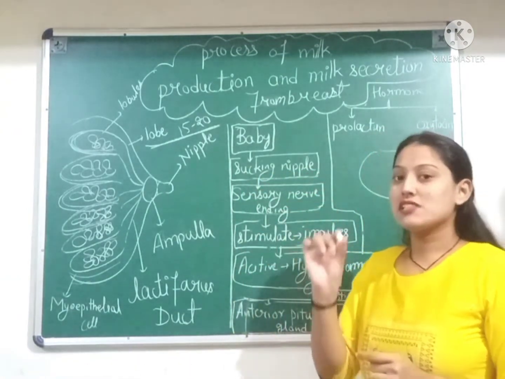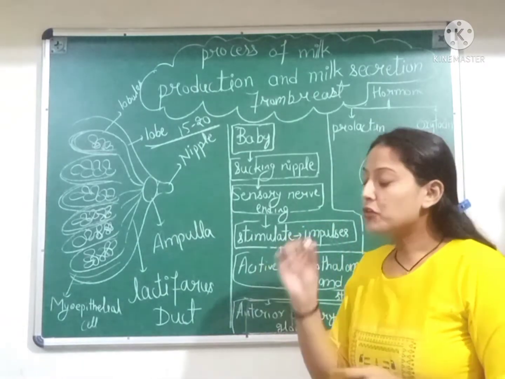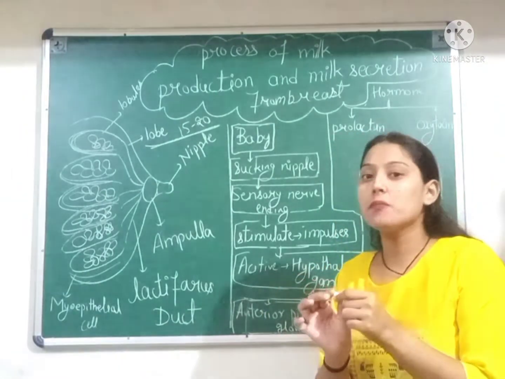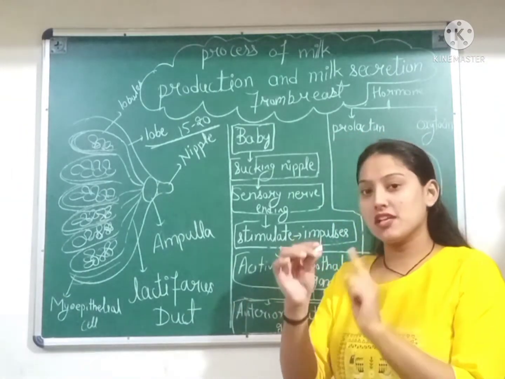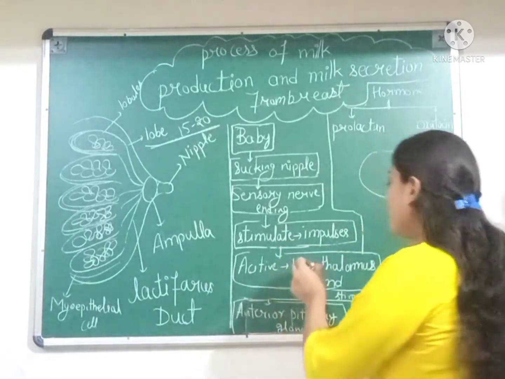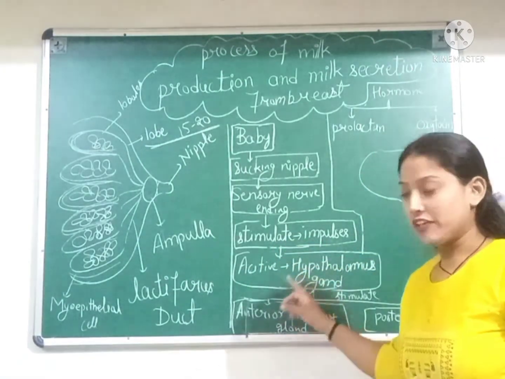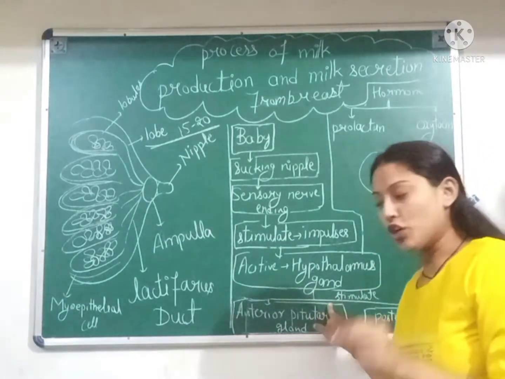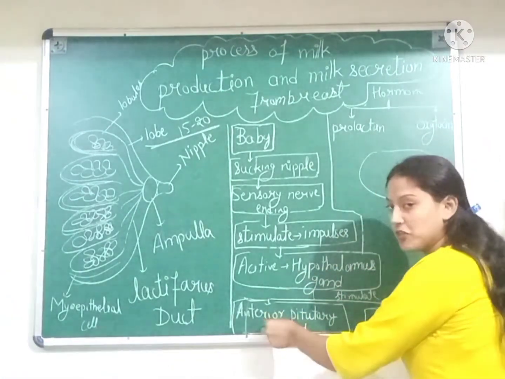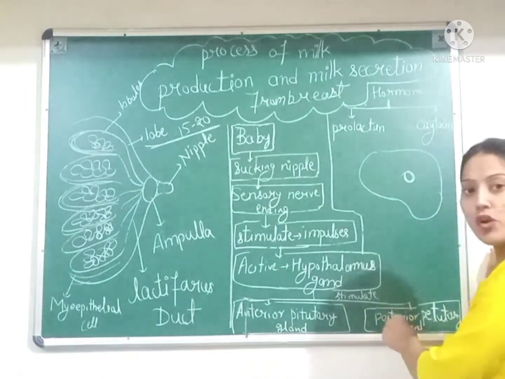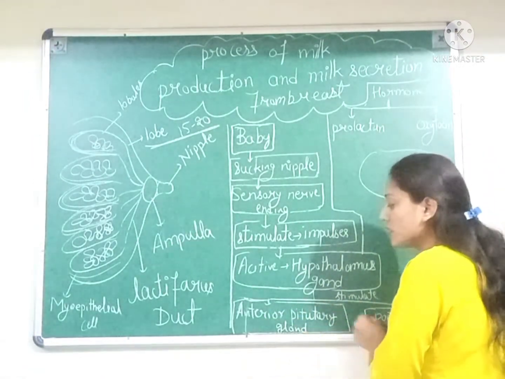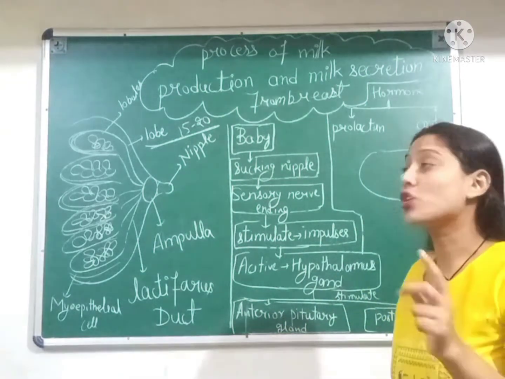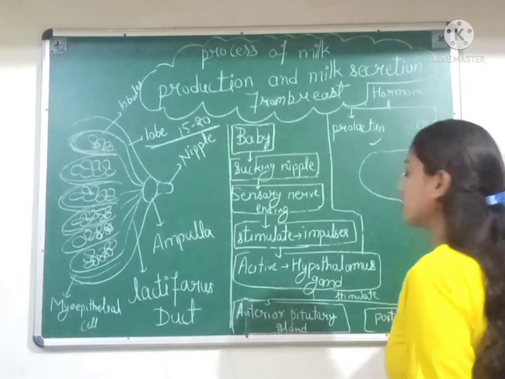The shape is like a P shape, and the pituitary gland has two parts, the anterior and the posterior. The anterior part is the front part and the posterior part is the back part. So when the hypothalamus becomes active, it stimulates both the anterior pituitary gland and the posterior pituitary gland. When both are active, they secrete hormones called prolactin and oxytocin.